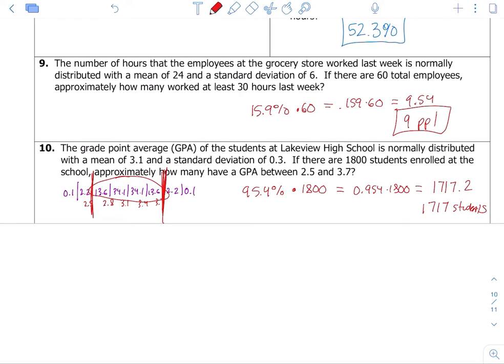Okay, so that's how you guys do those problems, and good luck, okay?